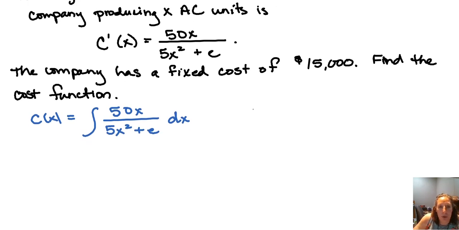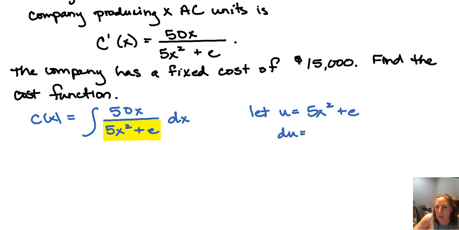We are going to let our u be... Here, the only thing that really makes a difference, we don't have anything raised to a power, we don't have anything inside another function as far as an exponent or a square root, but we do have a fraction. And so that denominator is going to be our substituted quantity. So we're going to let u be 5x squared plus e.